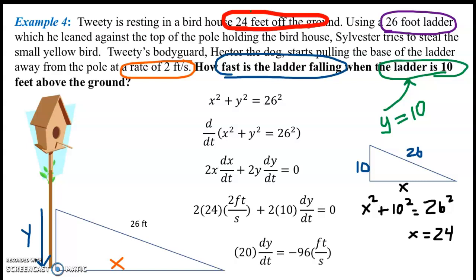So this becomes 2 times 24 times 2, which is equal to negative 96 feet per second. And we're going to bring it to the other side here. Then I'm going to divide both sides by 20, and I got negative 4.8 feet per second. Now, why does it make sense that we got a negative number? Well, it does make sense because remember, when a derivative is negative, it means the quantity is decreasing. The function that it's coming from is decreasing, and you can tell that right here, y should be getting smaller. So I should have a negative number here for my derivative.